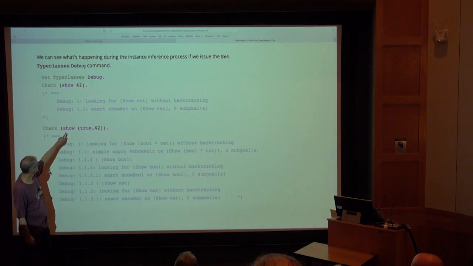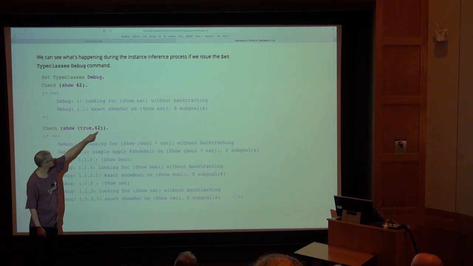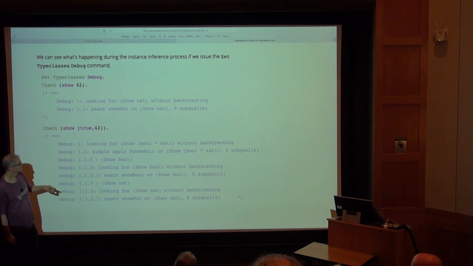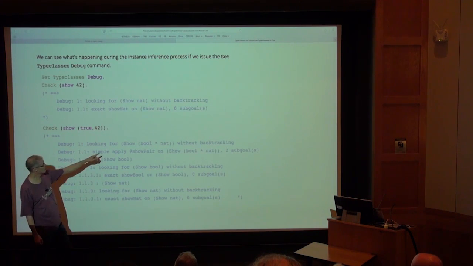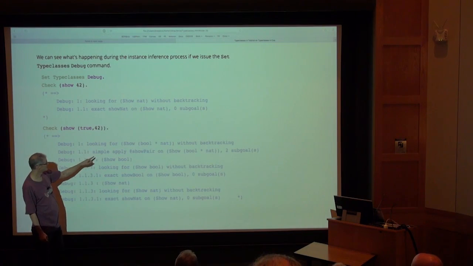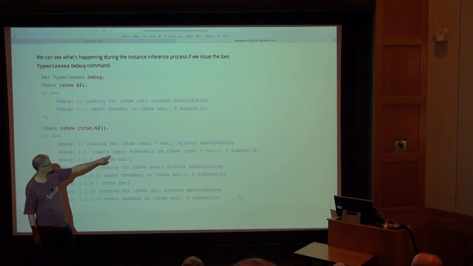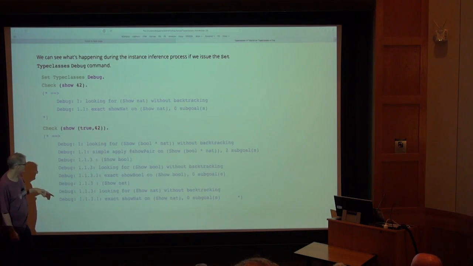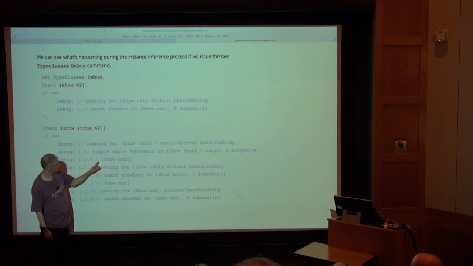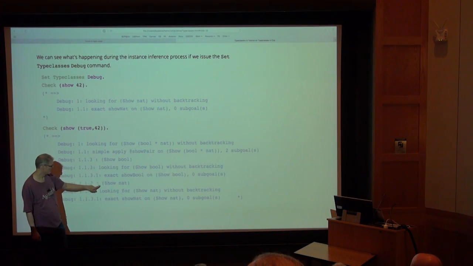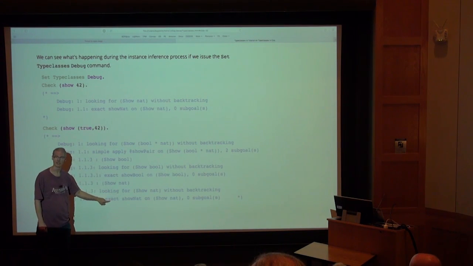Now, more interestingly, if we look for the show instance for a pair of showable things, we have to search a bit deeper. So we're looking for show of this pair type, and here we're attempting to apply show pair. And that requires, after a little bit of unification, we discover that requires finding a show instance for bool, and here it is, and finding a show instance for nat, and here it is.